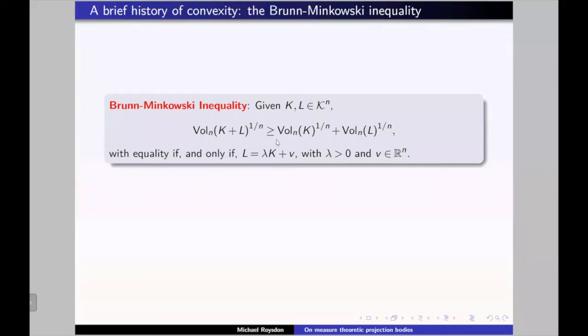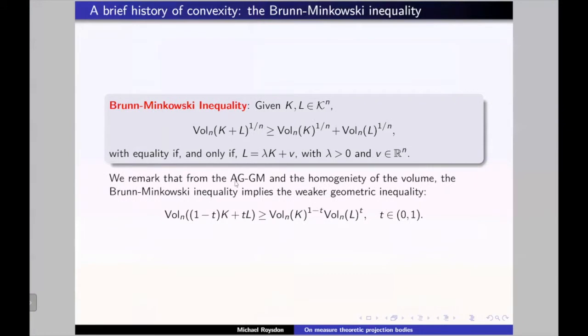Moreover, if you use the homogeneity of the volume, you can take 1 minus t on K and t on L. So this is just the set of all t times x such that x belongs to L, so the standard dilation. And the Brunn-Minkowski inequality, in fact, asserts that the volume is 1 over n concave with respect to the Minkowski sum. And just as an equivalent form, if you use this famous inequality of arithmetic geometric mean and the homogeneity of the volume, then the Brunn-Minkowski inequality not only implies, but is equivalent to the weaker inequality with the geometric average. So it says that the volume of the convex Minkowski combination of K with L always exceeds the geometric average of the volume of K and the volume of L. In other words, if you apply a logarithm, volume is logarithmically concave with respect to Minkowski sum.